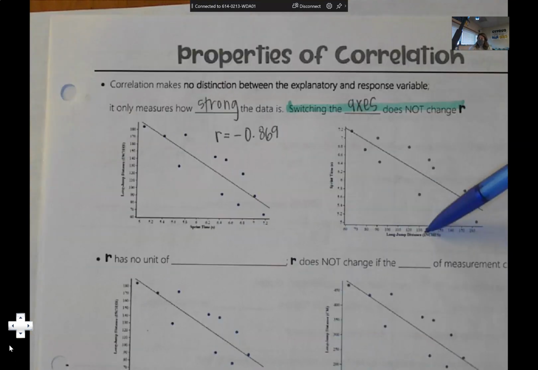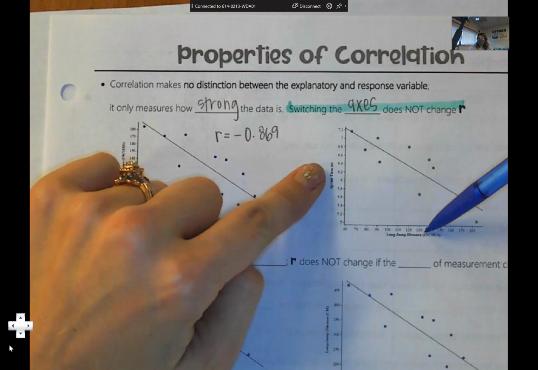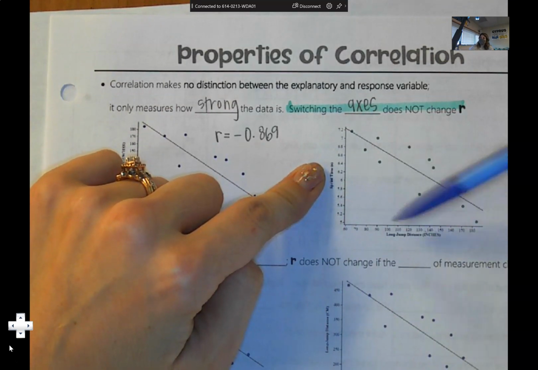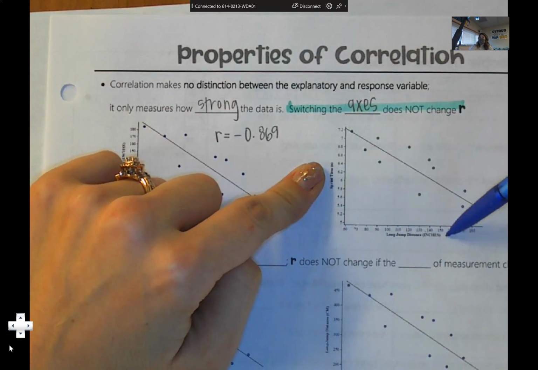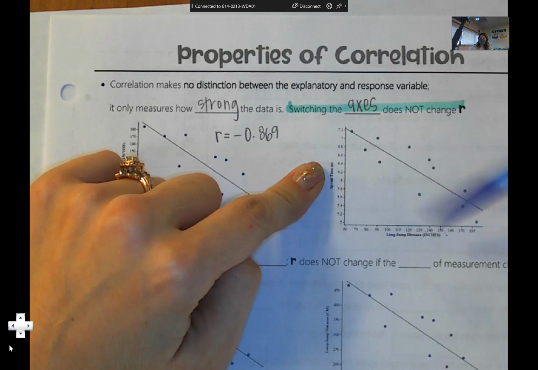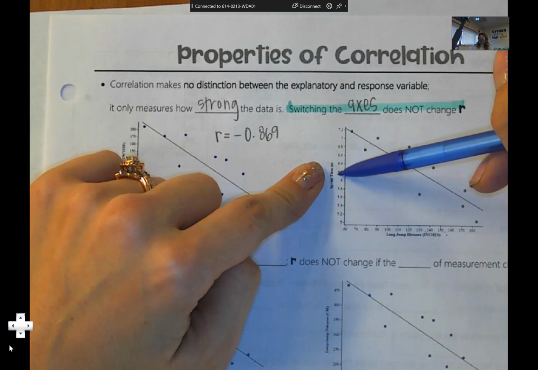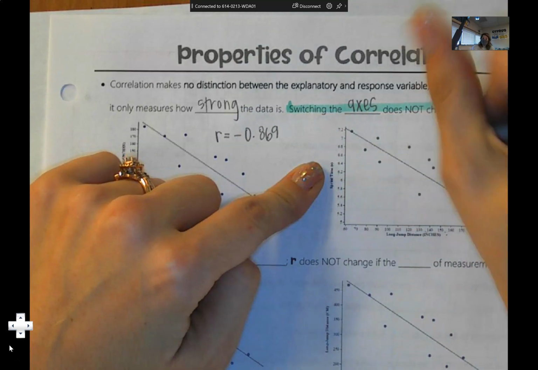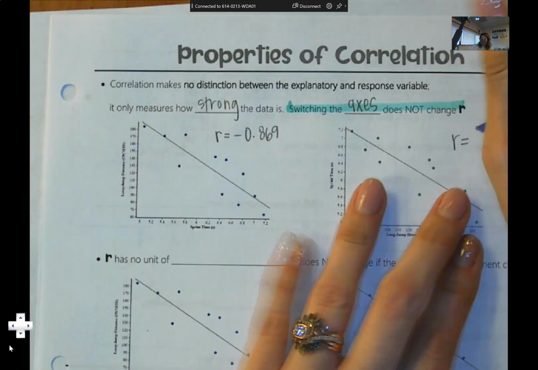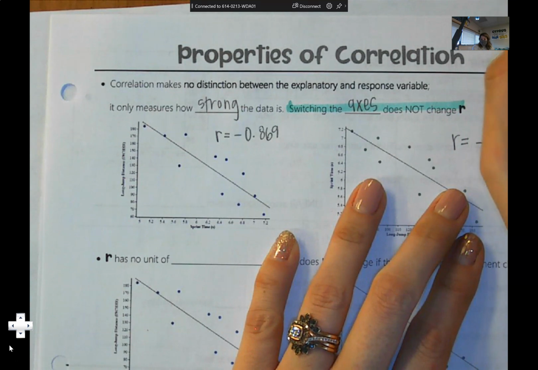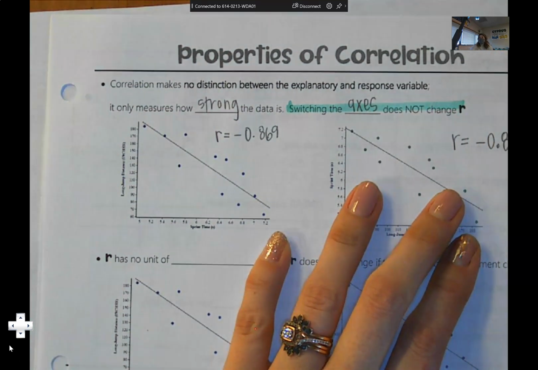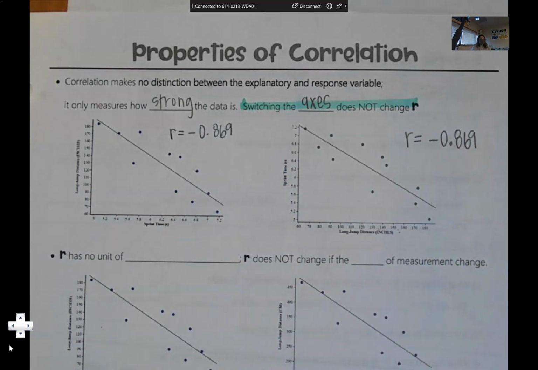Now this is the same exact data, but I switched the axes. So I put long jump on the X. I want to see if long jump will predict sprint time or explain sprint time. The R value did not change because the relationship didn't change. Switching the axes does not change the relationship. It just changes the way the scatter plot looks. Are you okay on that one?